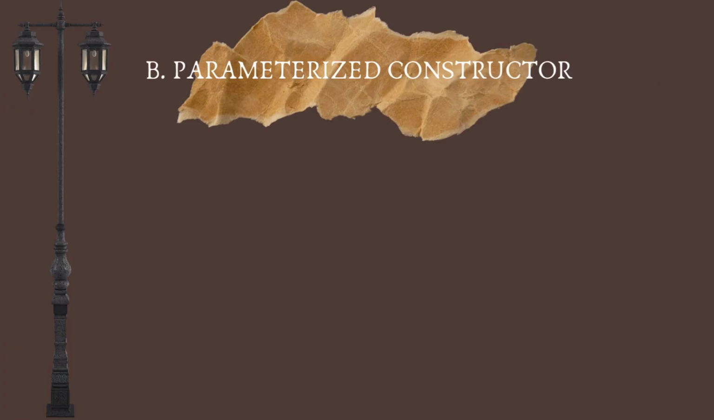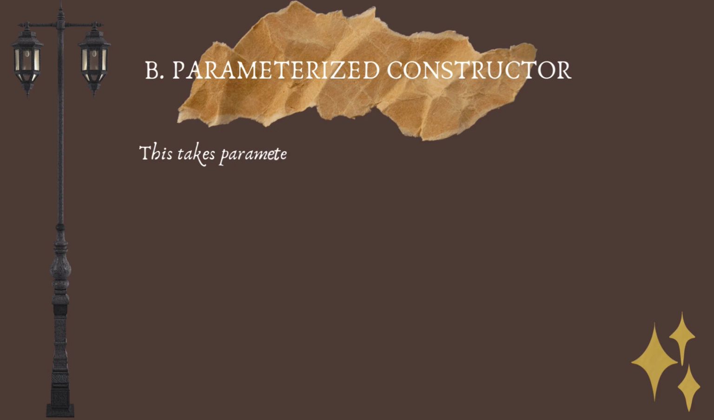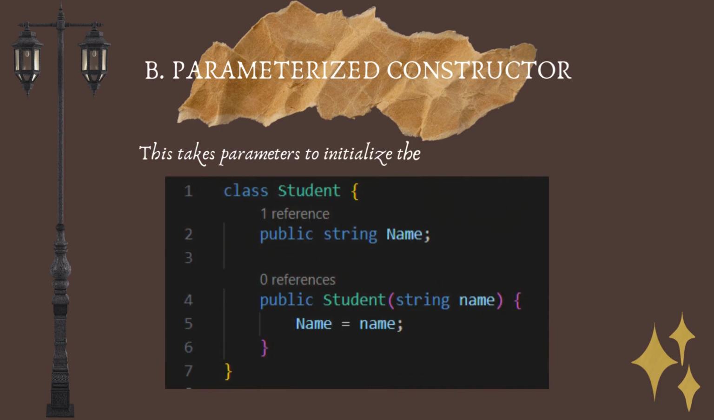Another type is parameterized constructor. This takes parameters to initialize the object with specific values. I have added an example which shows a name variable of data type string as the parameter of our constructor.